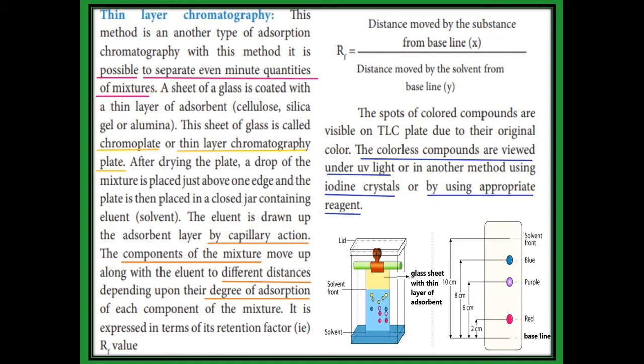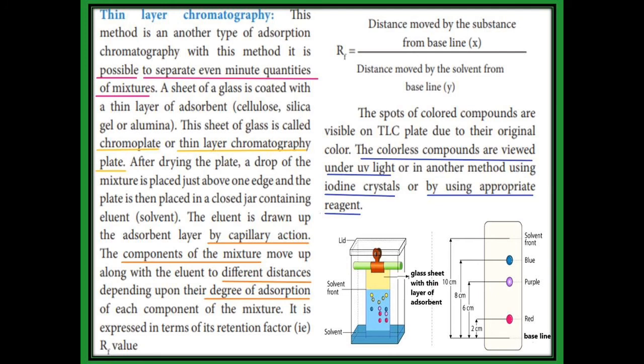With the help of capillary action, the solvent is slowly moved through the adsorbent layer. Then it separates the components of the mixture along with the solvent. The components in the mixture, for example, are red color, purple color, and blue color. Just for example, we showed here that they move with the help of the solvent in the thin layer chromatography with different distances.